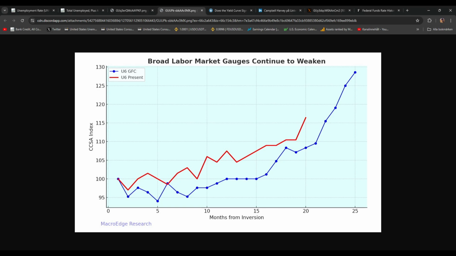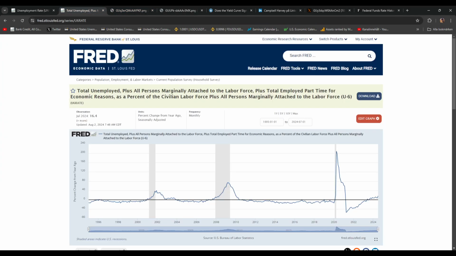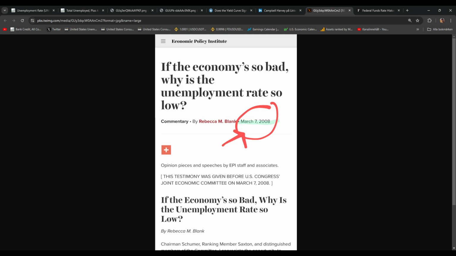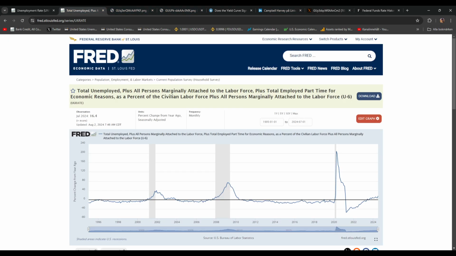So U6 is underemployment. Just keep that in mind. And it's just not good science, man. If you think it's different this time, that's perfectly fine. That doesn't bother me, but it's pretty clear. Why is the unemployment rate going up if everything is fine?